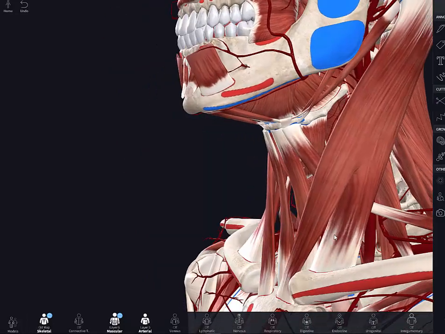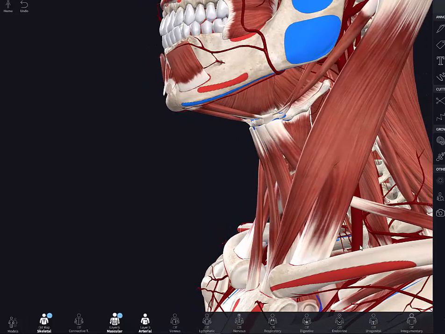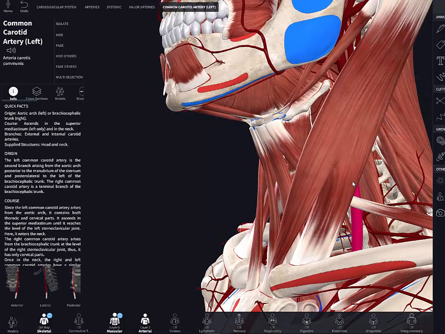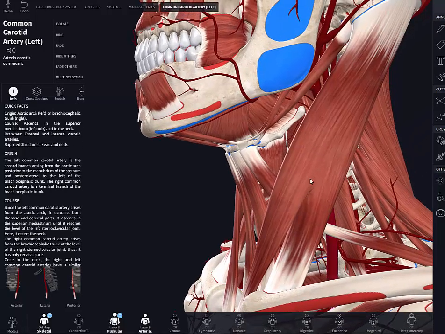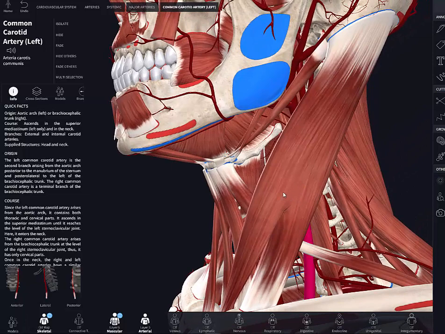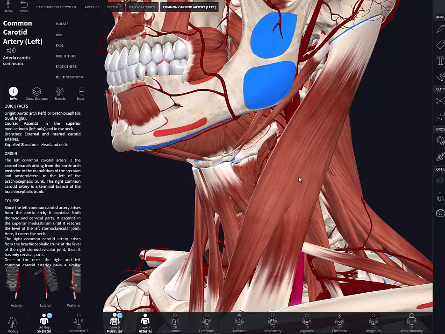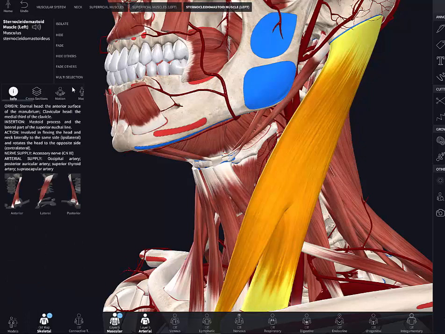Why don't we start off at the common carotid artery and follow it upwards to its bifurcation, where it splits into the internal and the external carotid artery. And if anybody asks you how many branches does the internal carotid artery have in the neck and head region, the correct answer would be 0.